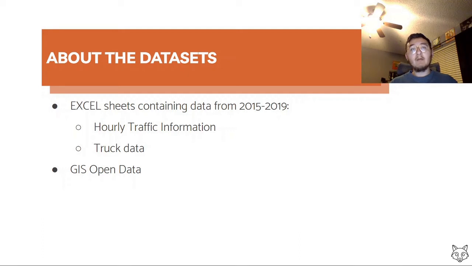That held the hourly traffic information needed to determine LOS, as well as the Excel sheets that hold traffic data for trucks. And these are two separate Excel sheets because truck data is a variable that is needed to determine LOS, but is found separately. And then from Caltrans's website, we use GIS Open Data as geographical data to determine the data for certain roads to calculate LOS.